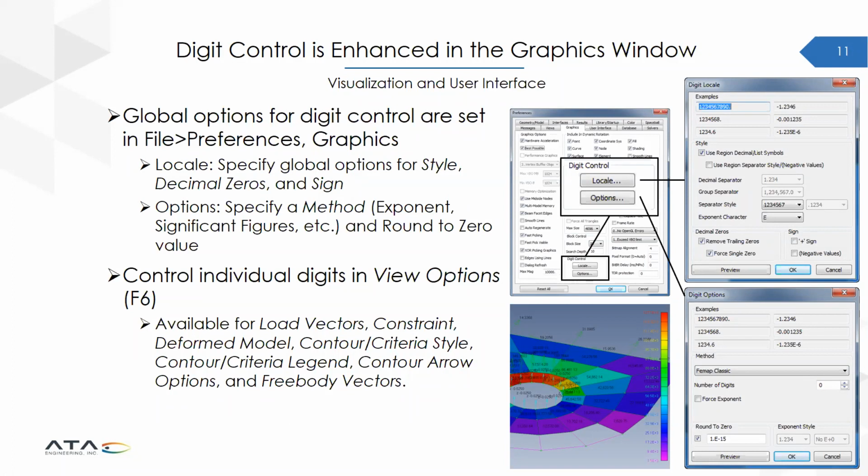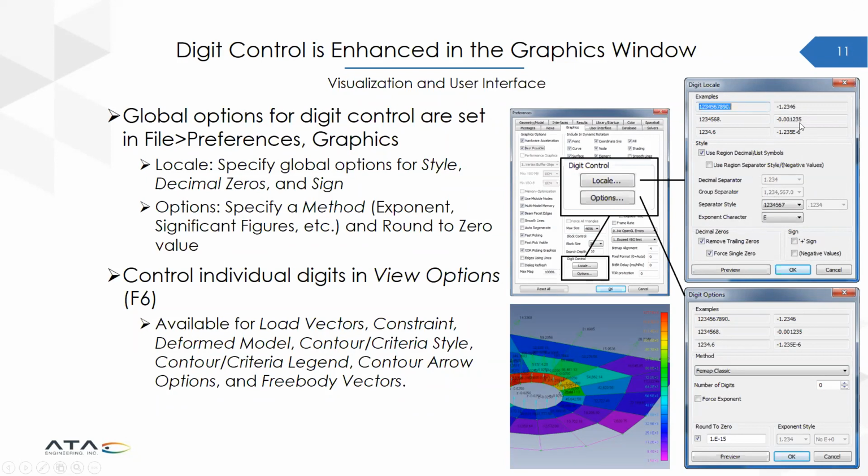The first is through global options, and that's available under File Preferences, and then on the Graphics pane. And so I have that here. You'll see down at the bottom, they've added in a digit control section. And so there are two buttons here. The first, locale, will open up a section that lets you choose what the decimal separator looks like, if you have commas between hundreds and thousands, what your exponent character is, if you want negative signs changed differently. So that's kind of the number style.